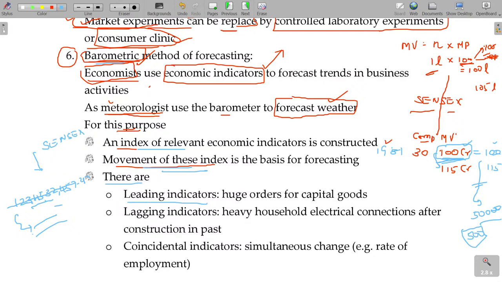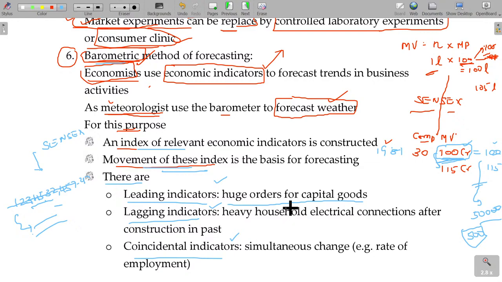There are leading indicators, lagging indicators, coincidental indicators. So we can have the indicators, indexes. The indexes can be the leading indicators, lagging indicators, coincidental indicators, right? Leading indicators: huge orders for capital goods is the leading indicator.